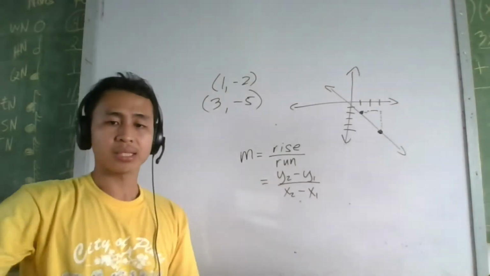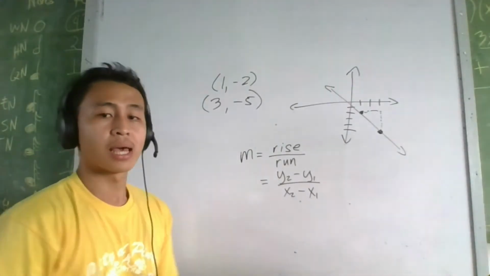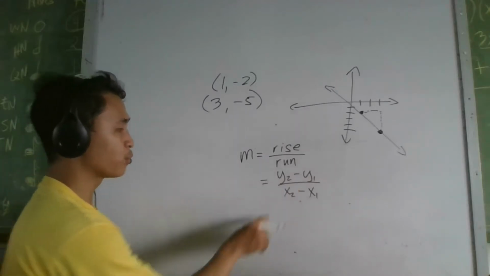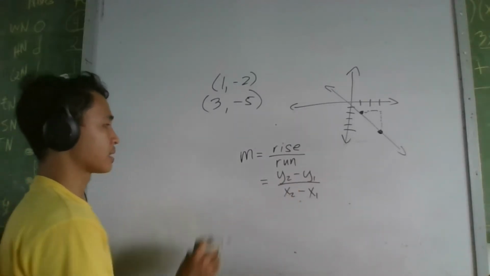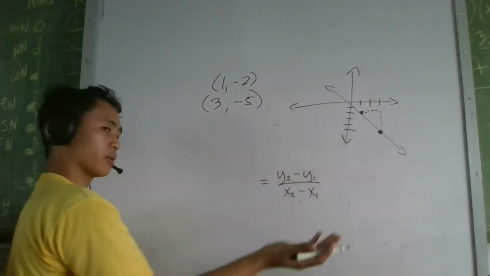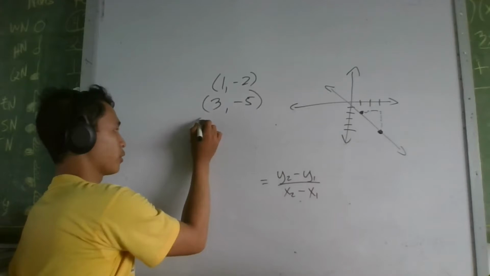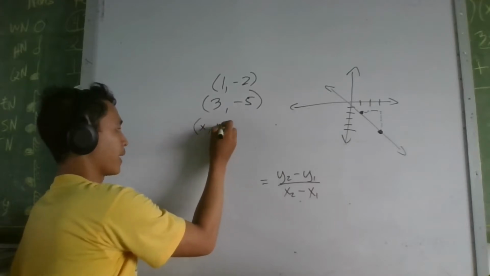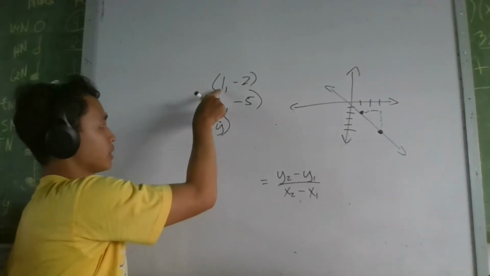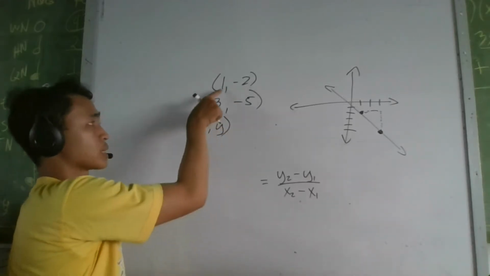Now, based on a formula, diba, students? Based on the formula, we have y sub 2 minus y sub 1 over x sub 2 minus x sub 1. Now, take note of our ordered pair. Pag sinabi nating ordered pair, that is (x, y), right? Therefore, x yung mauna, y yung kasunod. In this case, ano yung x? 1 or negative 2? That is 1, right?